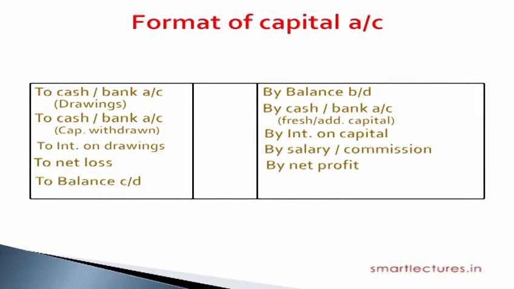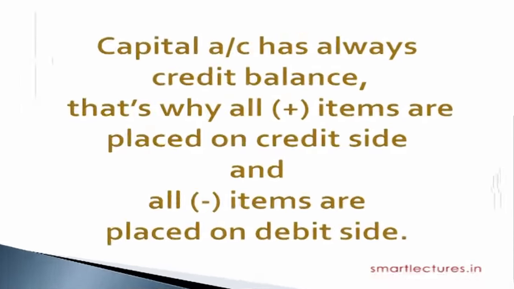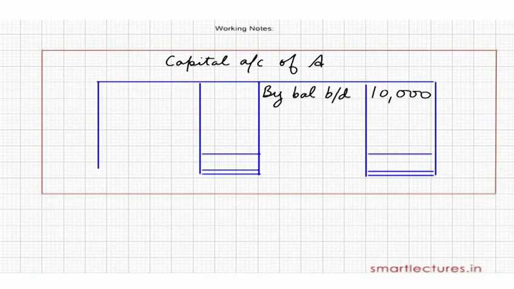Number one, to cash or bank. If any partner has taken out money from the firm, that will be called drawings. So these drawings will be shown on the debit side. If any partner takes out the money from the firm with the intention to reduce the capital, that is called capital withdrawn. You know, in both cases, whether it's drawing or capital withdrawn, cash is taken out of the firm by the partner, but the intention is different.